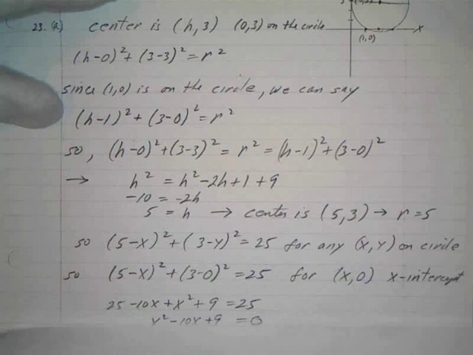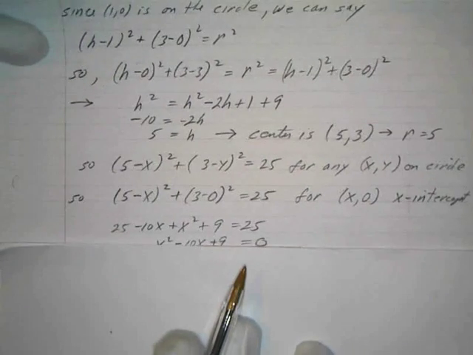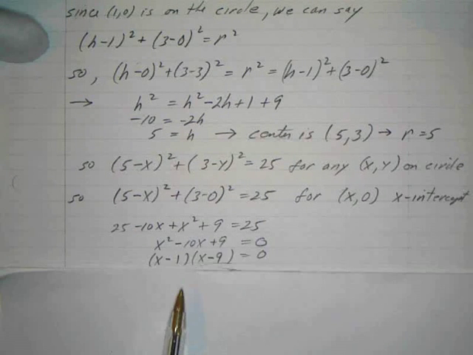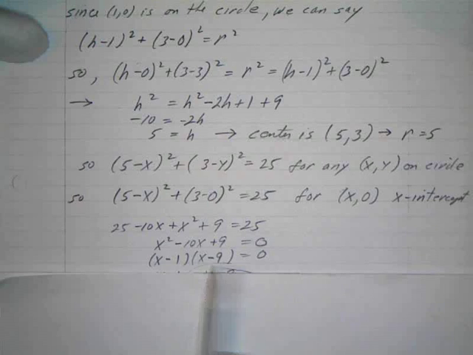And then I've got a nice quadratic equation. I can subtract 25 from both sides, move this over, move this negative 10, switch these around, and I got a nice quadratic here. So let's solve this quadratic. It's easy enough to factor. And it's x minus 1, x minus 9.